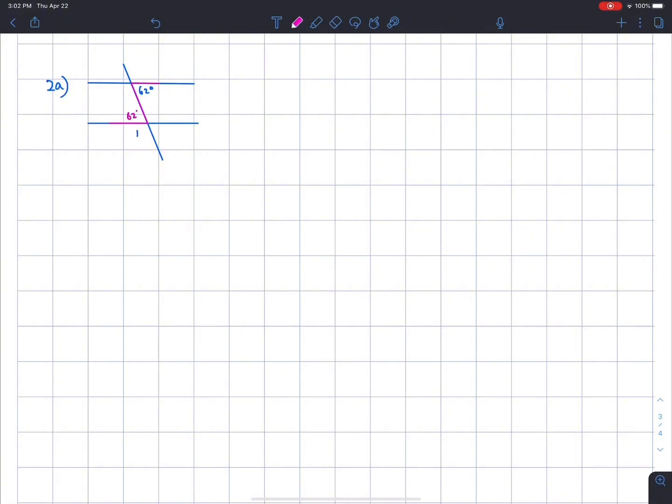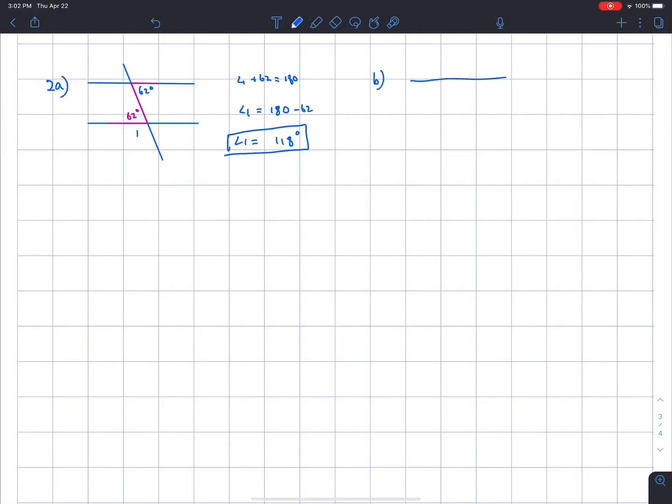So this must also be 62 because they are alternate interior angles. And then now I can say that this is just an angle on a straight line. So angle 1 plus 62 must equal 180. So angle 1 equals 180 minus 62. Angle 1 equals 118. So that would be my answer. Angle 1 equals 118 degrees.